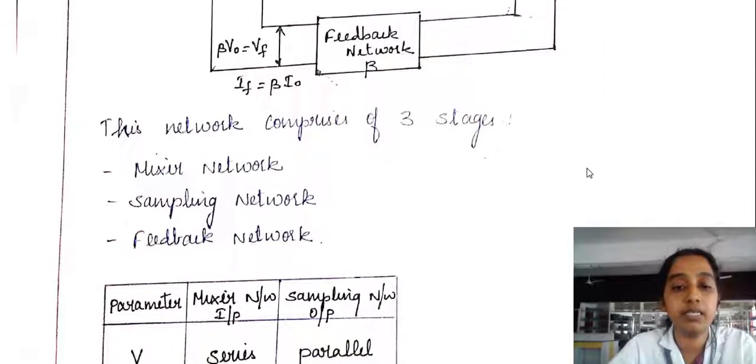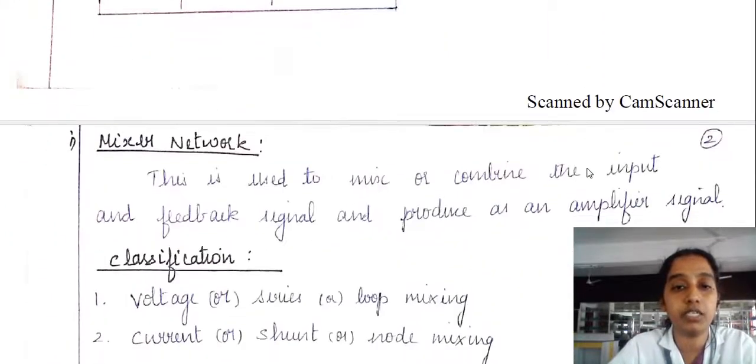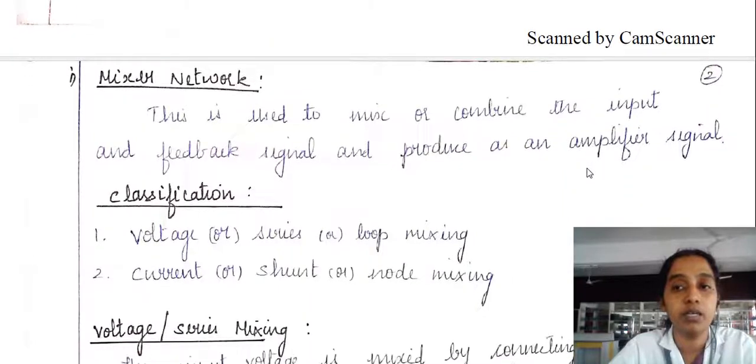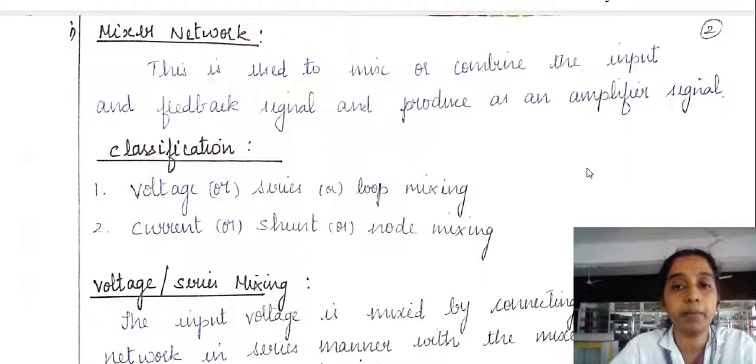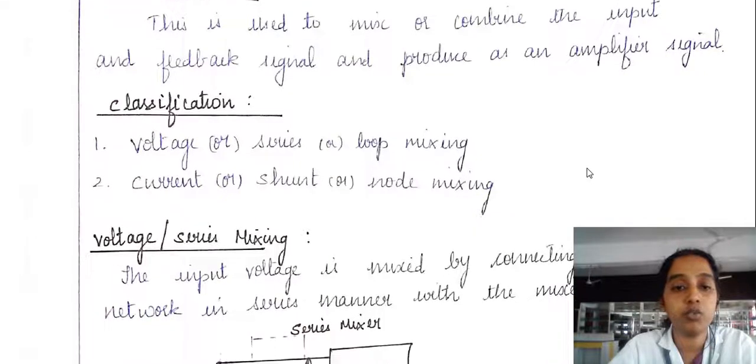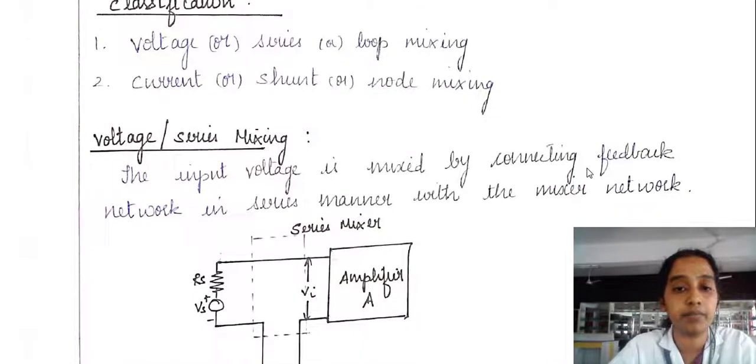So we can see the operation of each network. What is a mixer network? The mixer network is used to combine or mix the input signal with the feedback signal and it produces an amplified signal. Here in the mixer we have voltage mixing, also called series mixing or loop mixing. And the other classification is current mixing, also called shunt mixing or node mixing. First, voltage or series mixing.